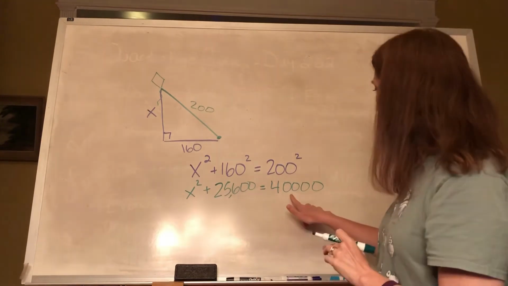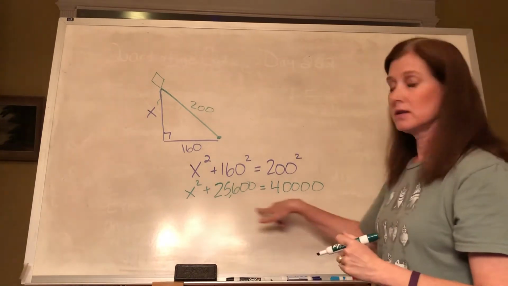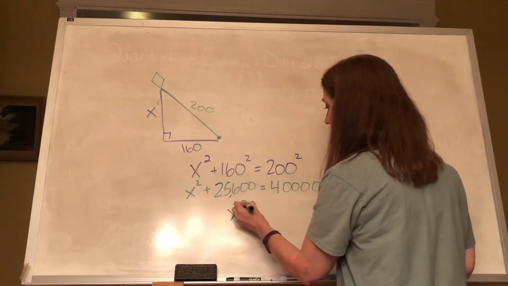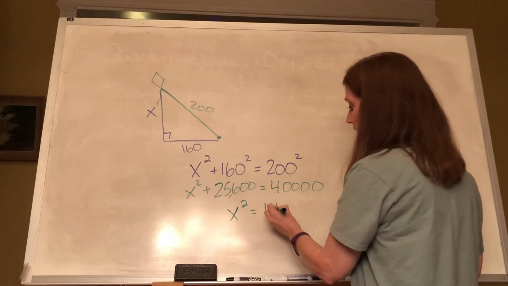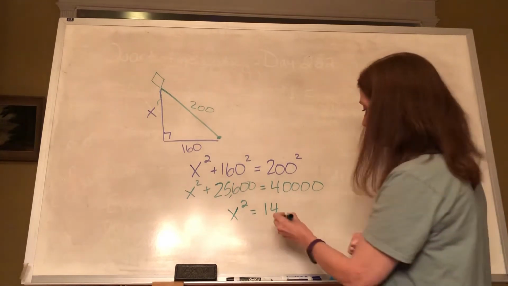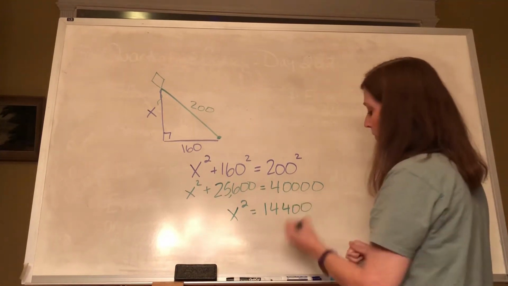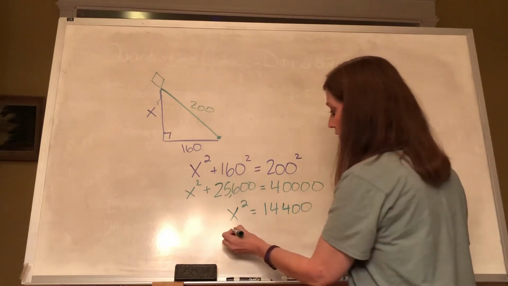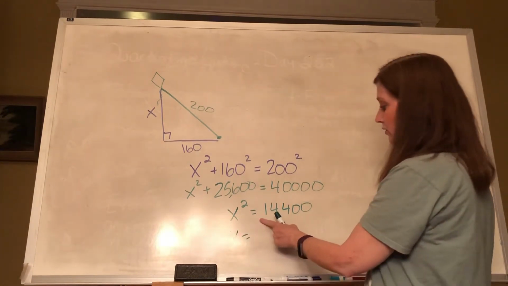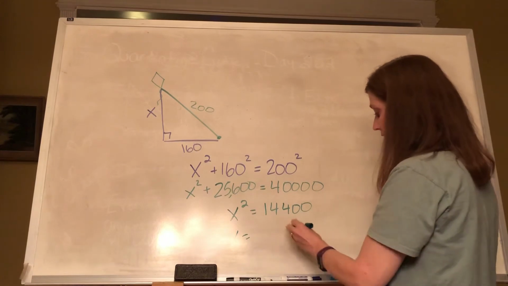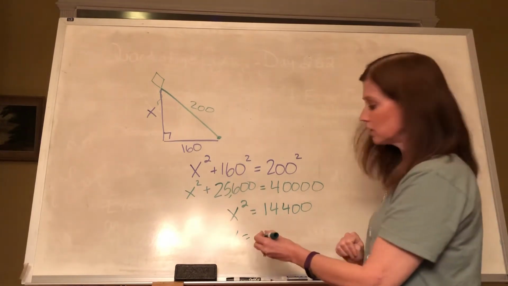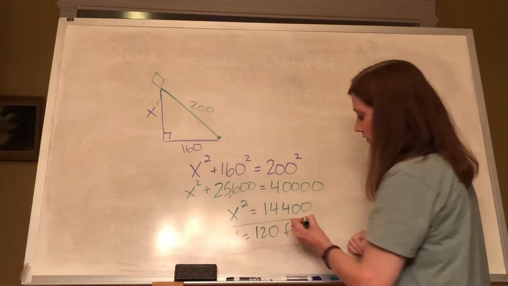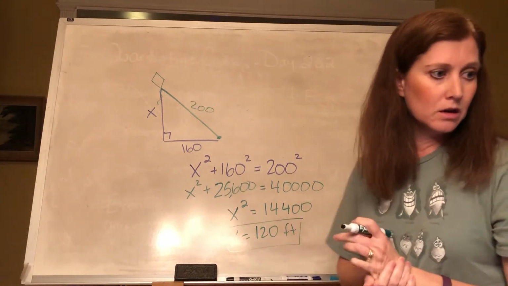200 squared equals 40,000. Subtract that, and x squared is 14,400. Again, you can do it with your calculator. The square root of 14,400 is going to give you 120. So there's our answer, 120.